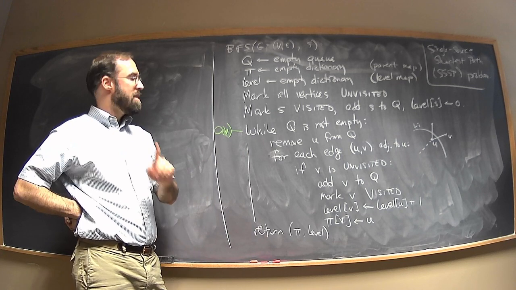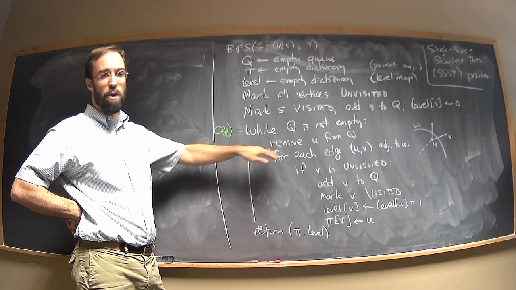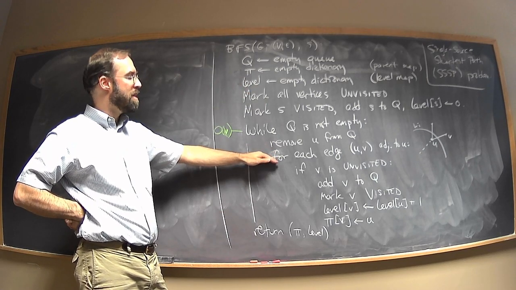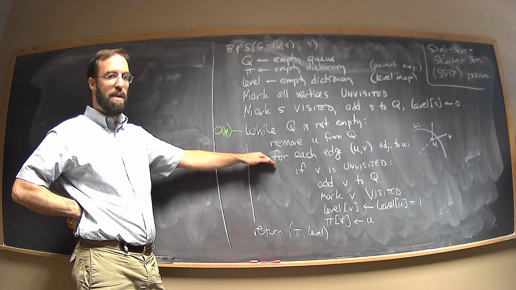But we can say this. How many times does this loop execute in total, over the entire algorithm? I'm going to come to this loop multiple times, but if I add up all the executions of this loop, how many times is it going to execute?